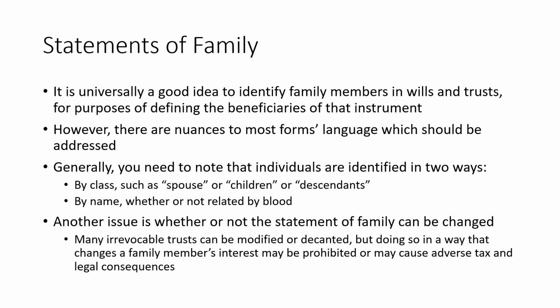So when it comes to the statement of family itself, typically you're going to have individual family members identified in two ways, and both of these could be present or absent depending on how you want to draft it. But one, commonly you'd include people by class or by family affinity, such as spouse or children or descendants, and that could refer to any number of individuals over time depending on when the instrument is signed and when the instrument takes effect. You can also refer to people simply by name and without reference to class, whether or not they're related by blood, and still treat them as if they are family members.